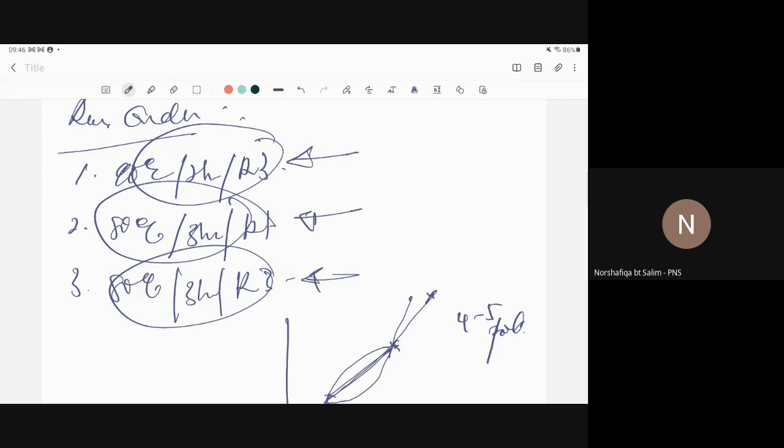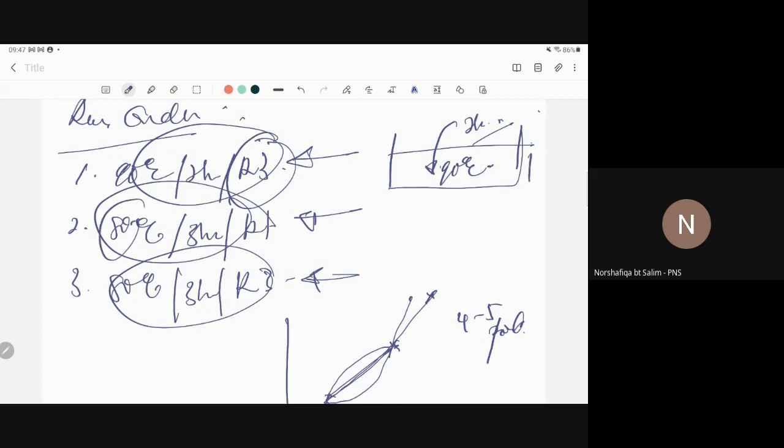So meaning that if your run order is this one, you have to set the water bath at 90 degrees C and then take rep 3. You cannot take rep 1. You have to take rep 3. So meaning that you have to prepare all the 3 reps. So you need to take rep 3 and put it inside here for 2 hours. And then after that, it is 80 degrees C. Then you have to reduce the temperature to 80 degrees C and then take rep 1. So rep 1 also has to be ready. Take rep 1 and then apply it.